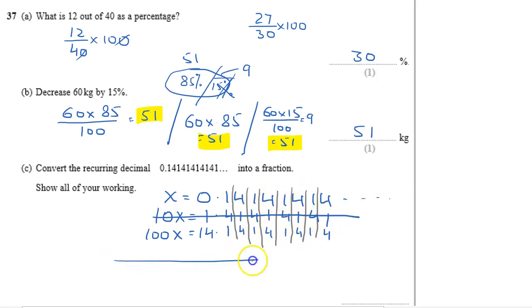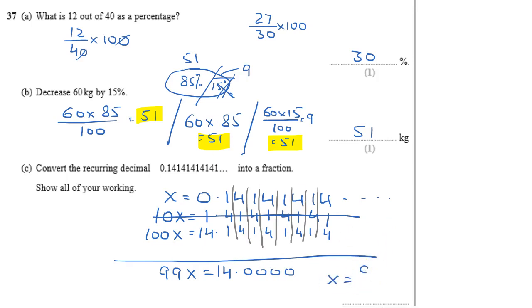If I subtract, 100x minus x is 99x, equal to 14 minus 0 is 14. 1 minus 1 is 0, so all will be 0. So x will be 14 divided by 99.